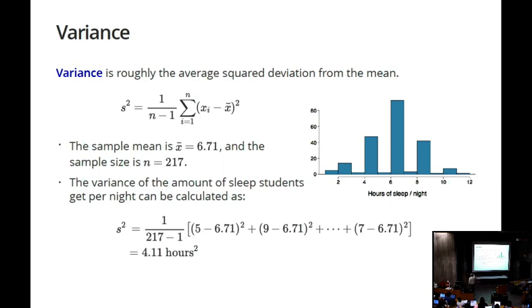So, if we have hours of sleep per night, this is self-reported data, do you see any problems with that data? This is your average sleep per night. Do you see any problems? Anyone? Yes?